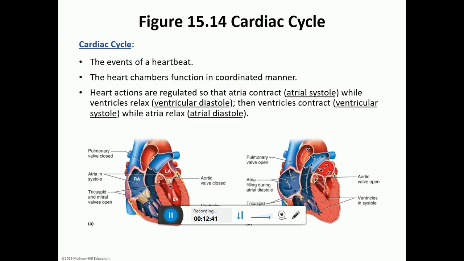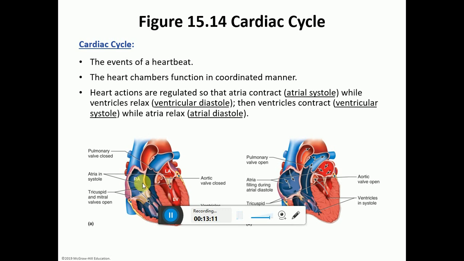Now for the cardiac cycle, we want to talk about the different heartbeats and which chambers contract at the same time. So we'll give a little background, that the atria contract together as one unit, while the ventricles contract together as a separate unit.